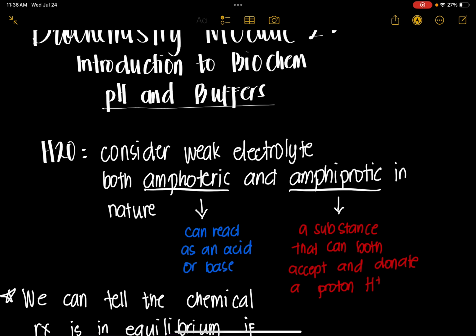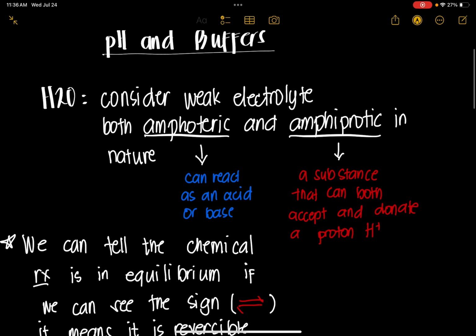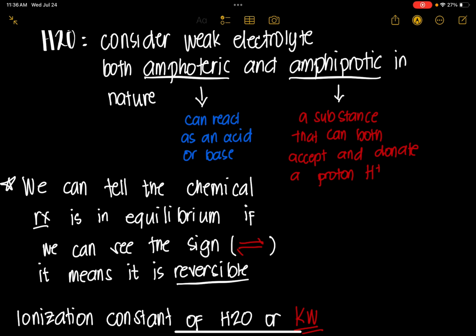So, when we say amphoteric, it can react as an acid or base. However, if it is amphiprotic, it is a substance that can both accept and donate a proton, hydrogen. So we can tell the chemical reaction is in equilibrium if we can see the sign of this one. It stands for an arrow like this and an arrow like that. But the shortcut is that one.